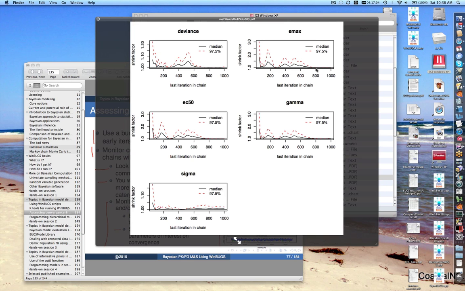It's actually difficult to tell exactly where we've landed here, but it's certainly close to 1. So we're probably in pretty good shape there. And ditto for EC50 and gamma. They're all fairly similar. They actually have a lot of autocorrelation in them, and that's why things are fairly large early on. And sigma is pretty clean.